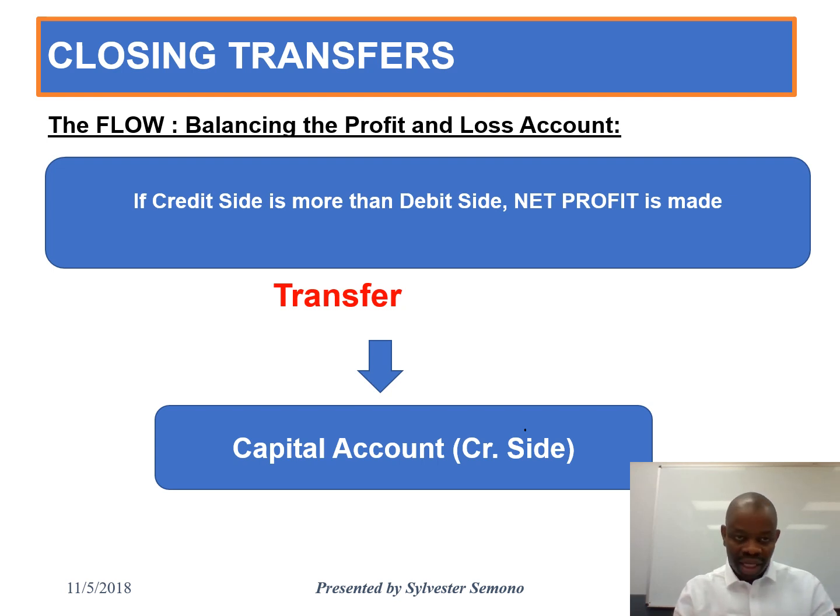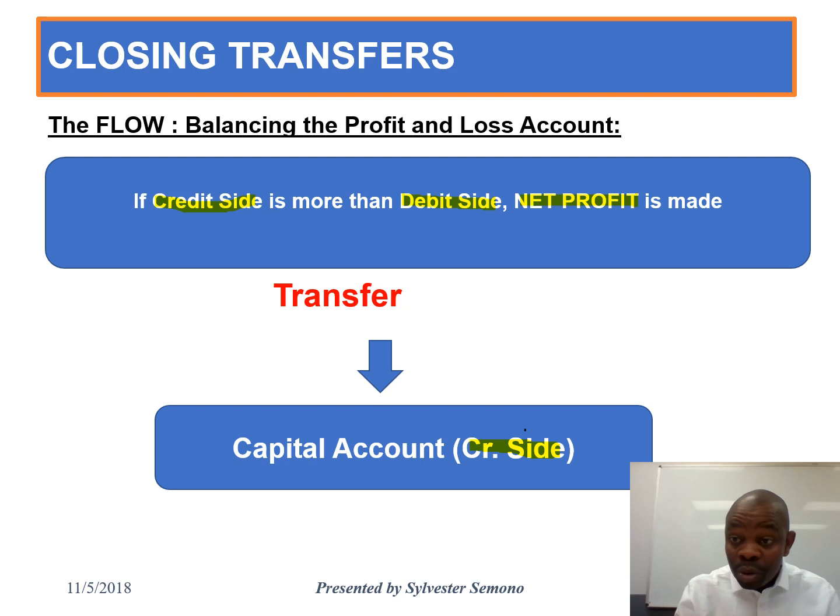Now, balancing the profit and loss account. Again, remember we were focusing on the trading account. Now we are focusing on the profit and loss account. Remember, if the credit side is more than the debit side, this will mean that we made a profit, which is the net profit. And the net profit is always transferred to the capital account on the credit side. Remember, capital is an owner's equity. All the equities increase on the credit side.